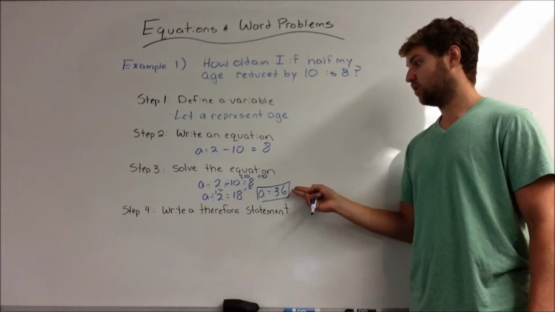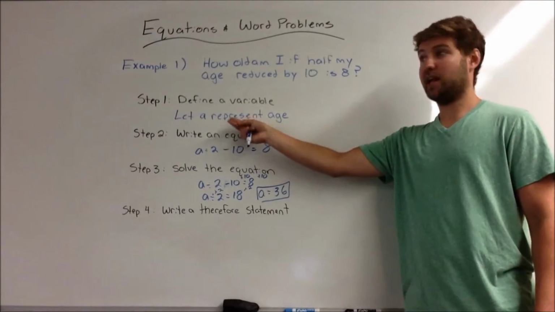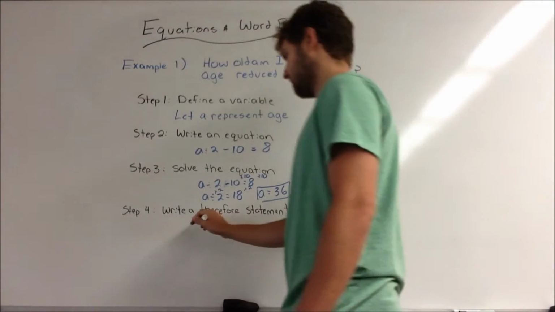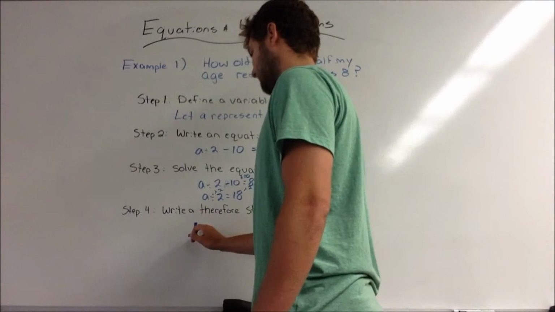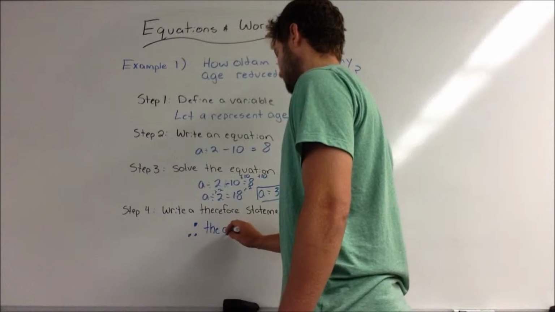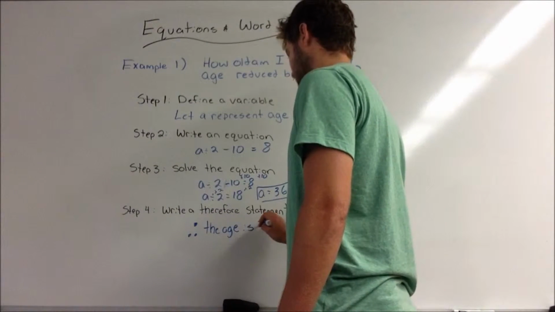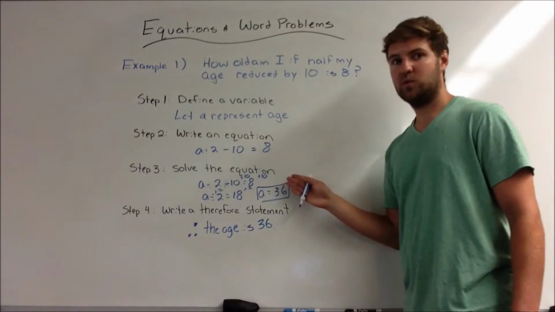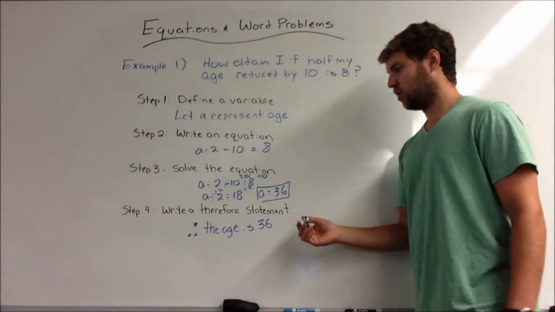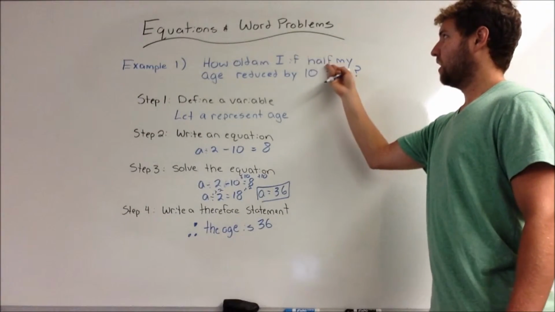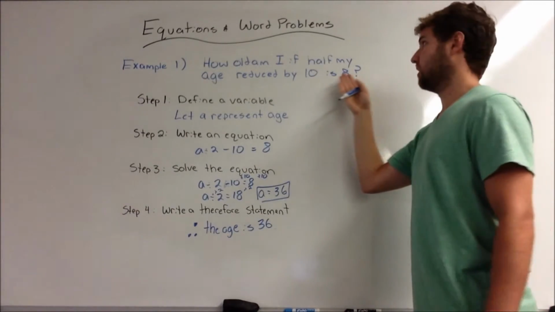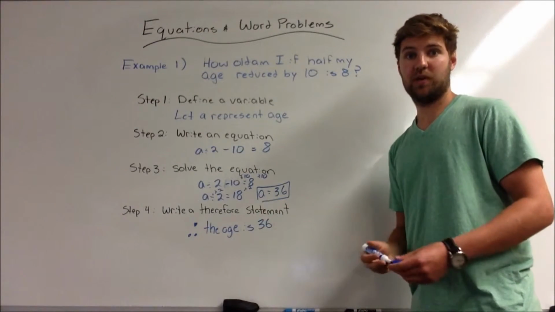So now we know what A is, but A stands for age, so we know the age of the person in the question. So step 4, write a therefore statement. So remember the 3 dots like this stands for therefore the age is 36. And we've used solving equations to answer the original question. And we can always check if your age is 36, half of it is 18, reduce that by 10, and you get 8. So we know we're right.